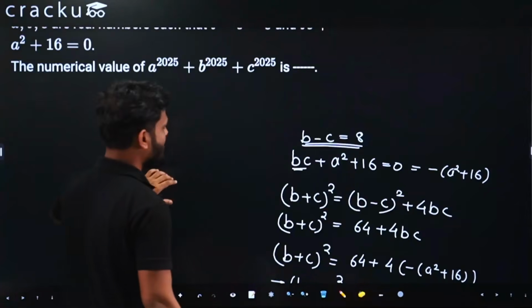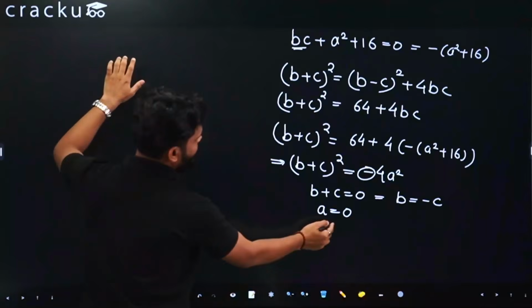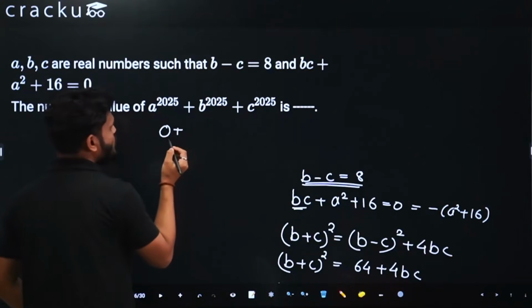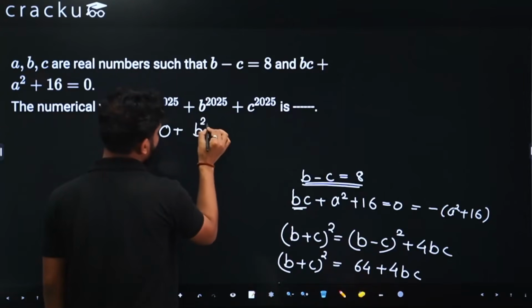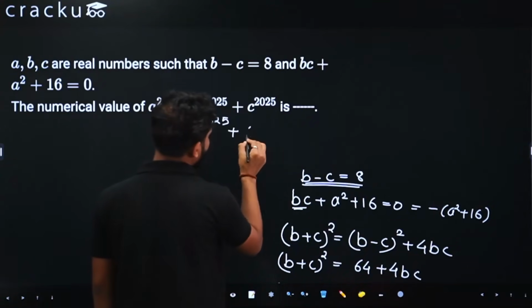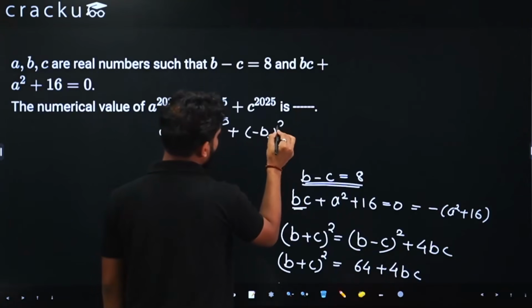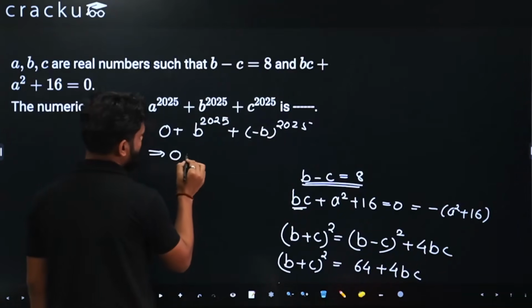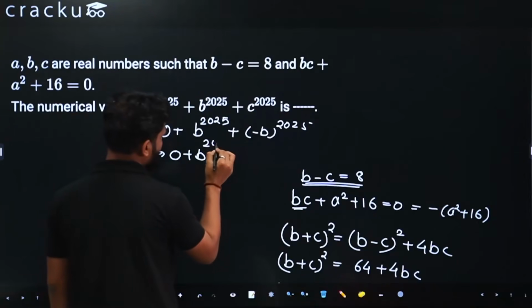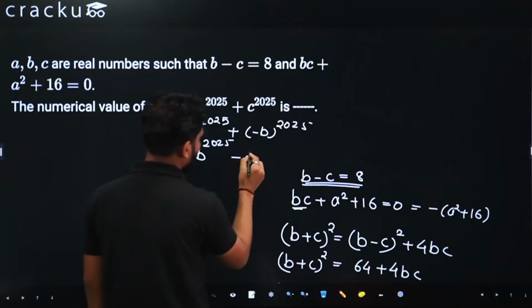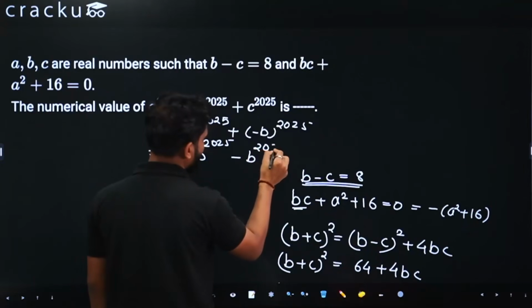Now, what is A raised to 2025? It is 0 only. What is B raised to 2025? It is B raised to 2025. What is C? C is nothing but minus B. So minus B raised to 2025. This is 0 plus B raised to 2025. What is minus B raised to an odd power? It will be minus of B raised to that power.